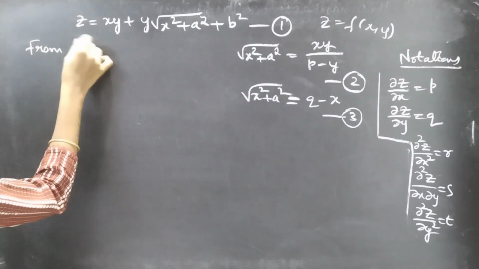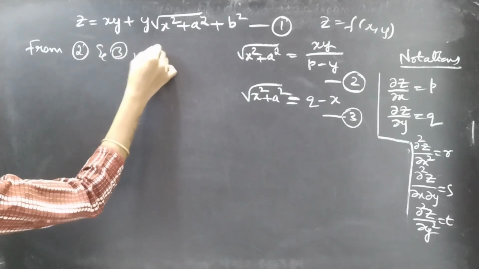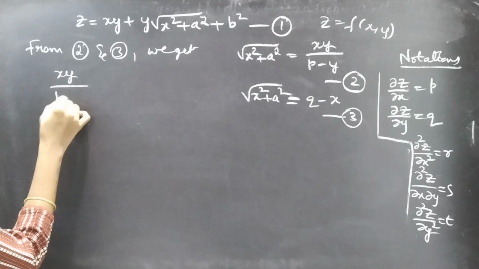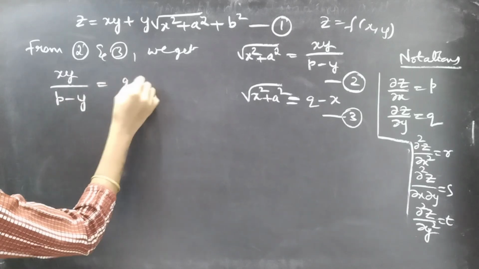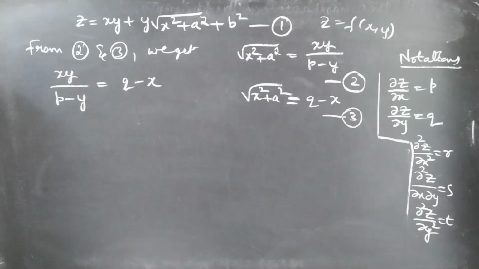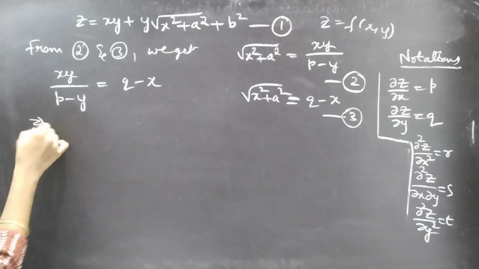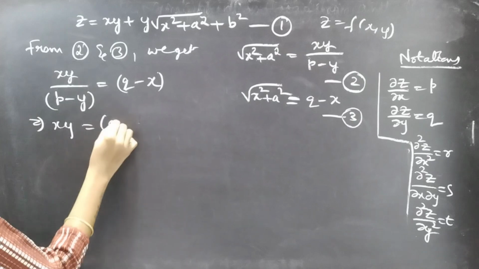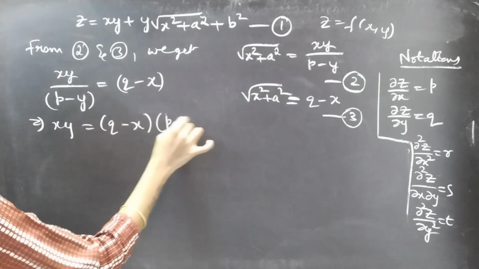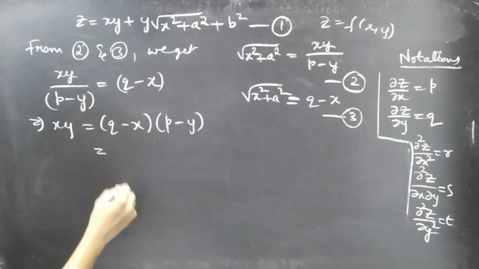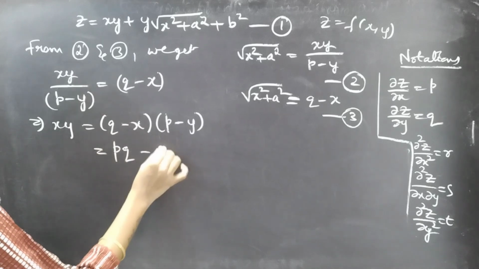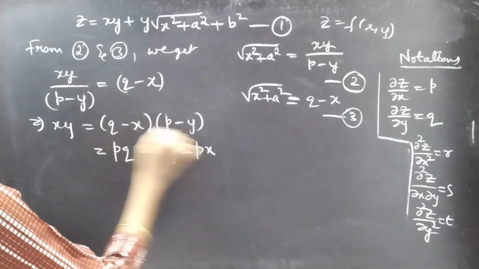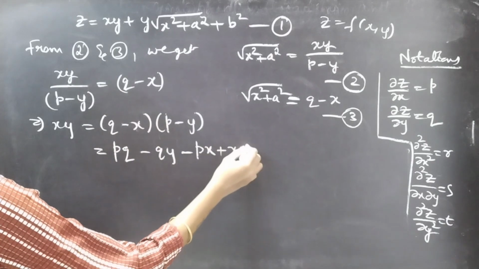From 2 and 3 we get xy by p minus y equals q minus x, right? Now take this p minus y to RHS, you'll get xy equals q minus x into p minus y. Simplify this, you'll get pq minus qy minus px plus xy.